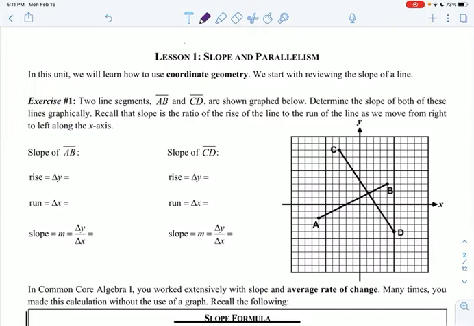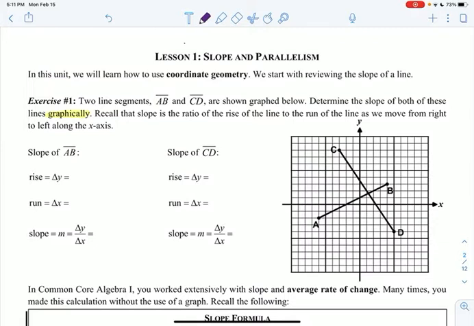So in Exercise 1, we have two line segments, AB and CD, and they're graphed for us, and we want to find the slope of both of these lines graphically. Okay, so that's important. I tend to do things algebraically. I'm going to give you the slope formula in a minute, but as long as these are on the graph, it's very easy to find the slope graphically.